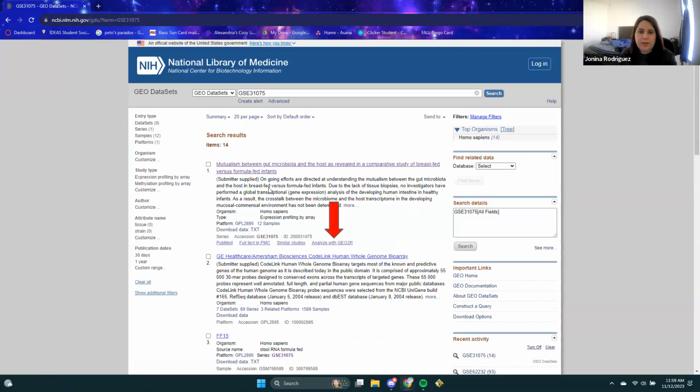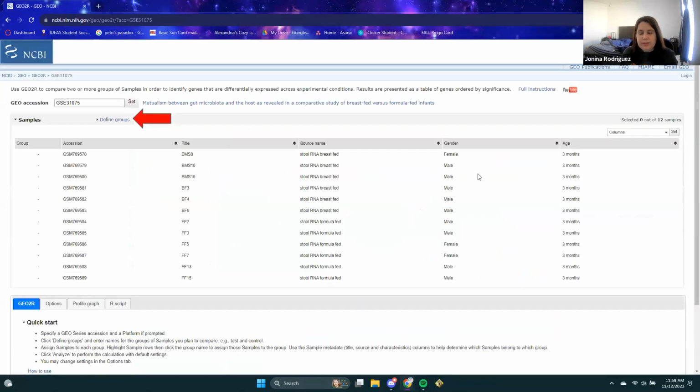The first one that comes up is the case analysis that we're going to look at, mutualism between gut microbiota, and we're going to analyze this with GEO2R. Once you do that, it's going to bring us to this. You want to define the groups that you want to look at, because as you can see, there are 3 different groups. So we want to make sure that those are all separated and defined. So you'll click on define groups.